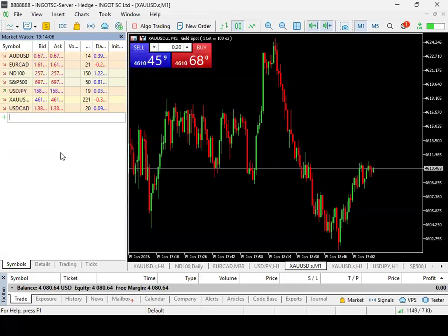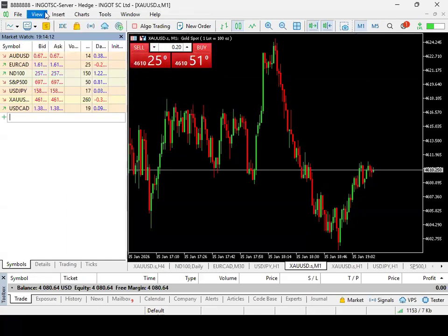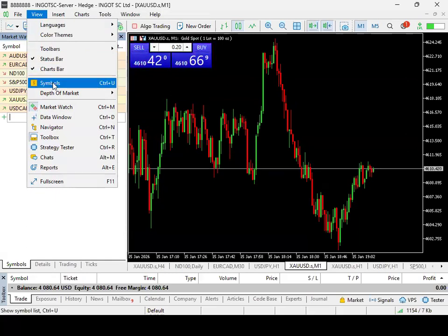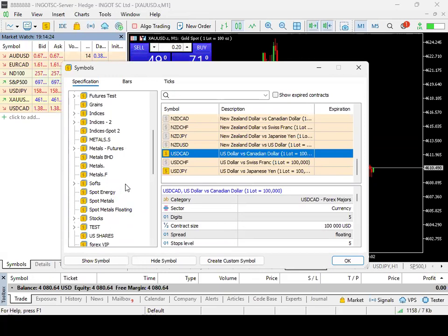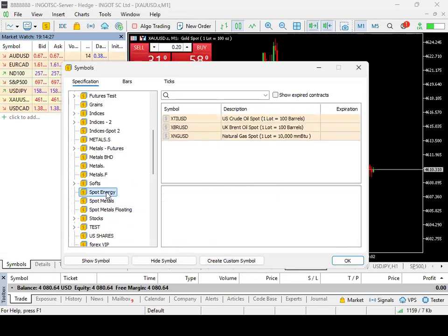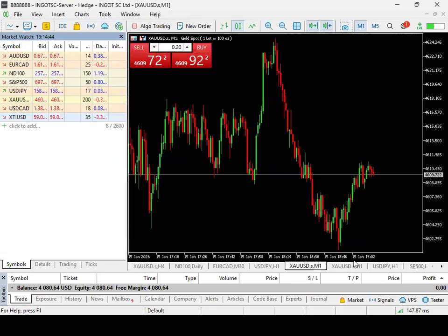Or you can go to view, symbol over here. Click view, go to symbol. When you're at symbol, choose where we find oil. Oil is an energy commodity. Okay, spot energy, it's over here. You click on spot energy, you get oil. This is it, oil, XTI USD. I want to add it, I click on it, show symbol. Okay. And here we are, the XTI USD.